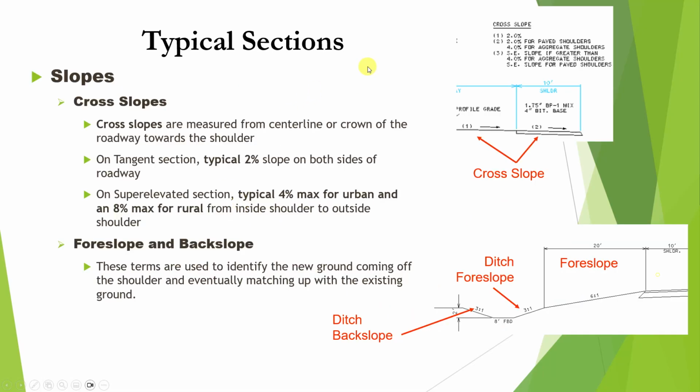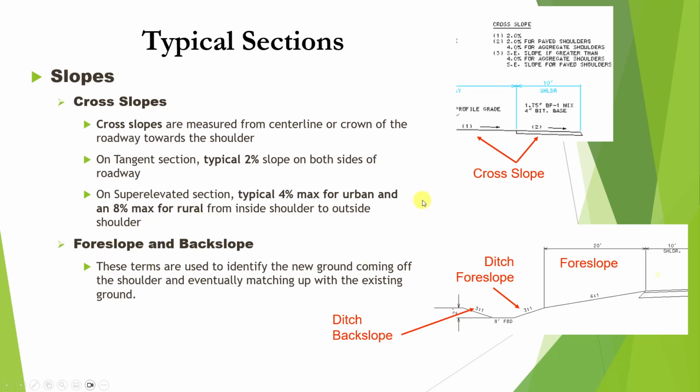Now we'll talk about some slopes. Okay, so we got cross slopes. Cross slopes are measured from the center line or the crown of the roadway towards the shoulder. On a tangent section, typically 2% slope on both sides of the roadway. And with that, you'll see that all that's doing is trying to get the rainwater off the highway. On super elevated section, you have a typical 4% max for urban and an 8% max for rural, from inside shoulder to outside shoulder. And then you have foreslope and back slope.